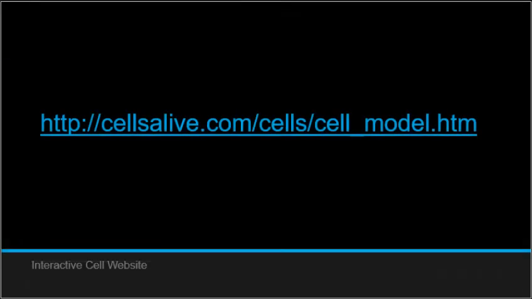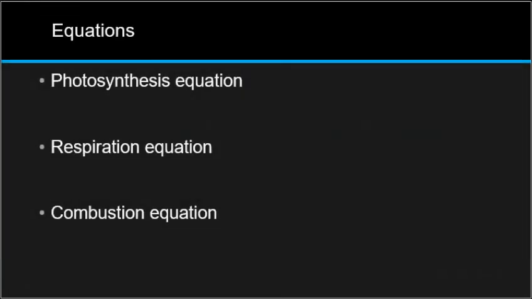If you are interested, if you want to take a picture of that, that is a place where you can go have an interactive look at the parts of the cell. So let me know if you're interested.